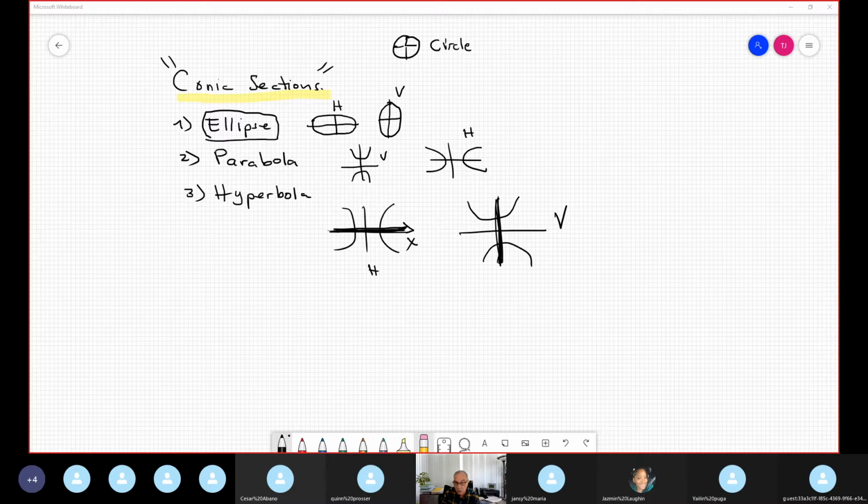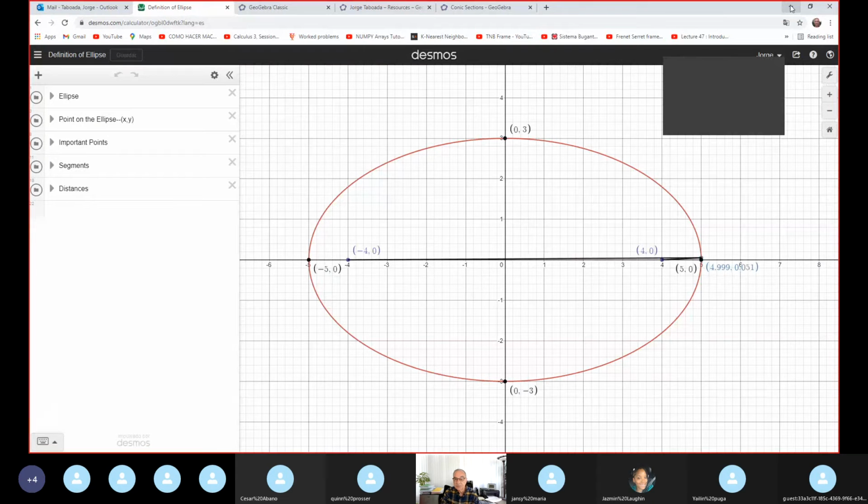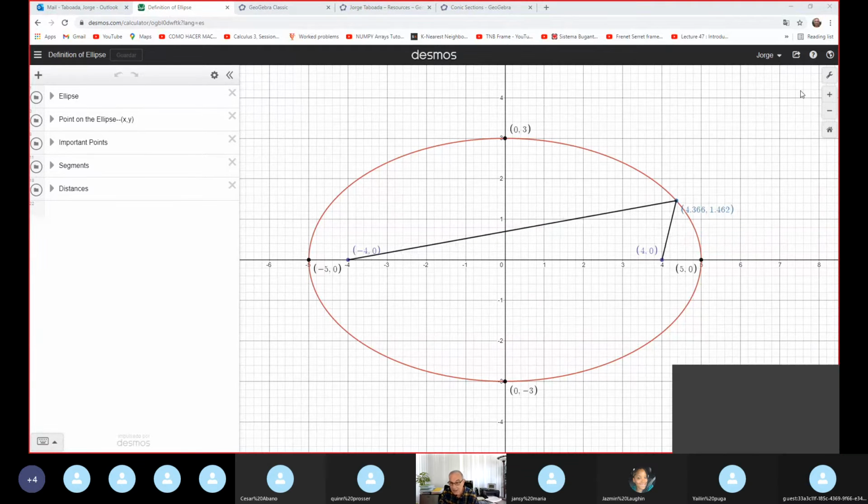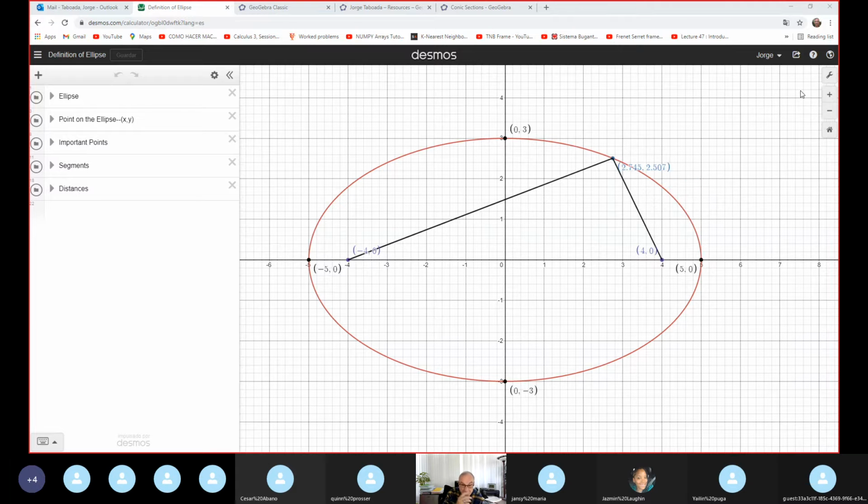Let me go to Desmos to understand the ellipse, where it comes from. Okay, this is the ellipse. Do you see Desmos now? Aha, okay. So, let me explain the definition of the ellipse. After that, I promise I will present the equation.